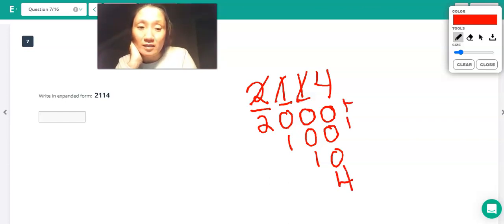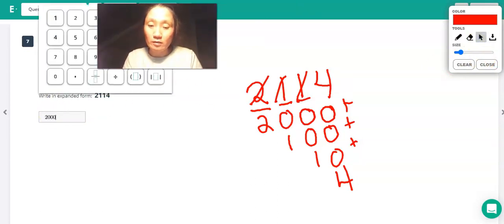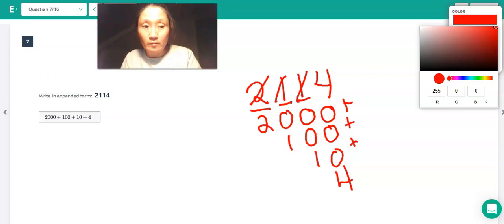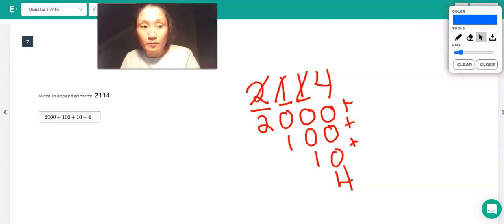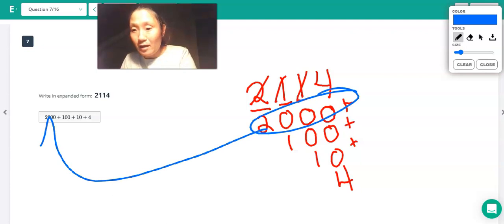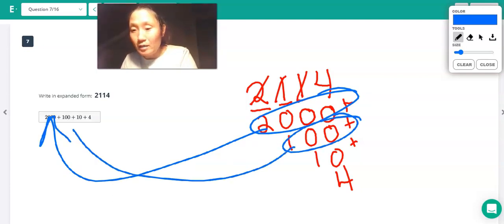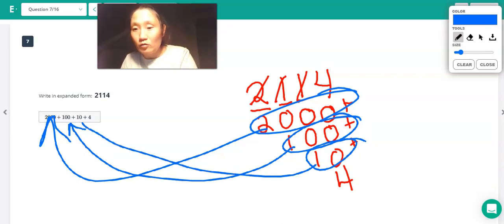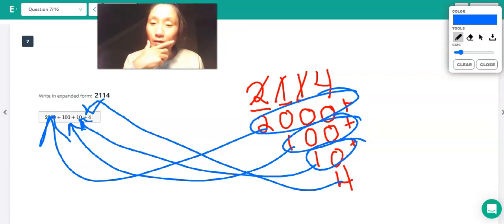I have this number plus this number plus this number. So I have written out, I would expect to say, okay, I'm going to type that. So I'm going to put in 2,000 plus 100 plus 10 plus the 4. Here's the 2,000 right here. That goes right there. The 100 goes right here. The 10 goes right there. And the 4 goes right there. So that is how you actually write that number.